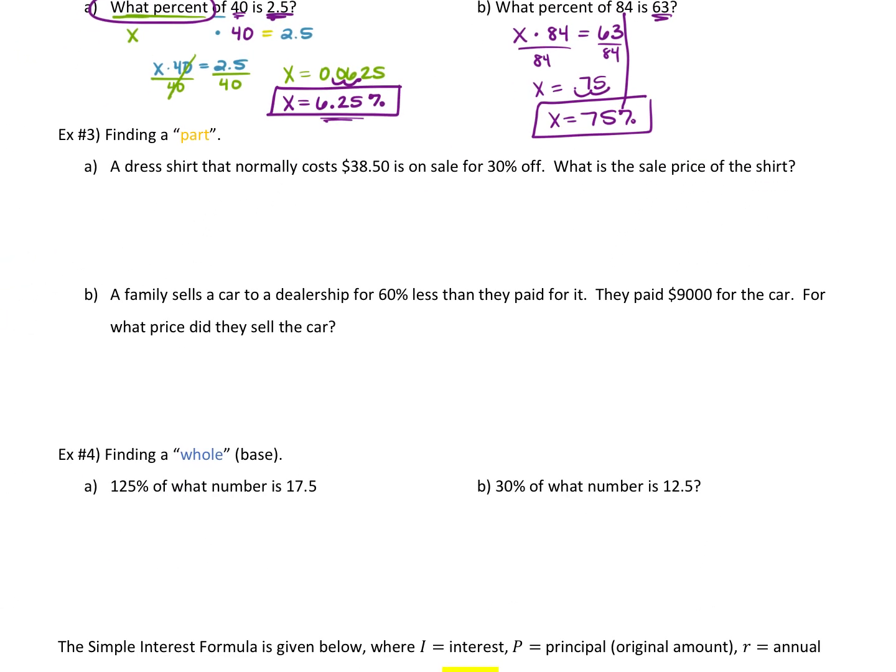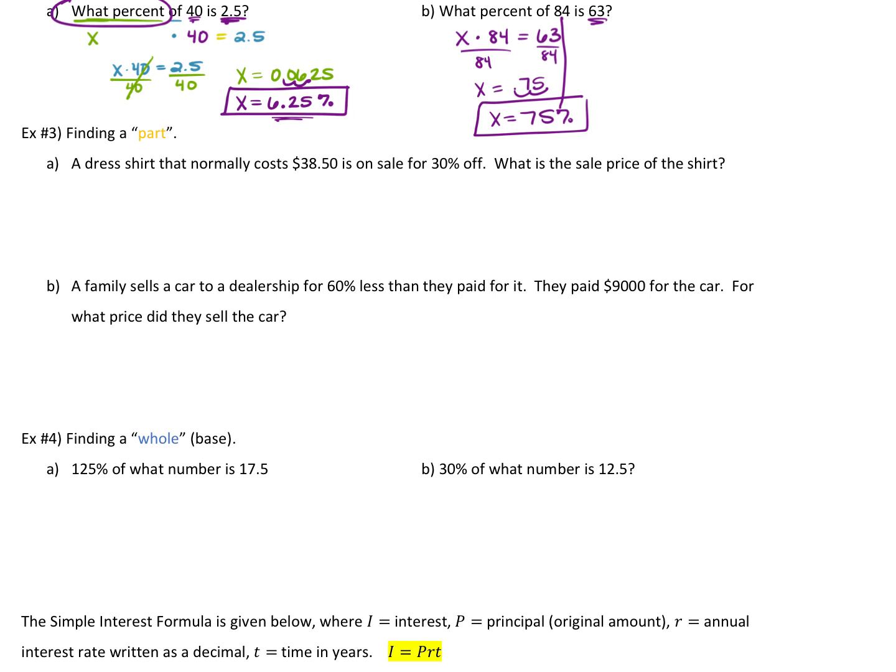Example 3 is finding a part. So percent over 100 equals is over of, equals part over whole. So we're finding that "is" portion, if you will. And here's what it says. A dress shirt that normally costs $38.50 is on sale for 30% off. What is the sale price of the shirt?